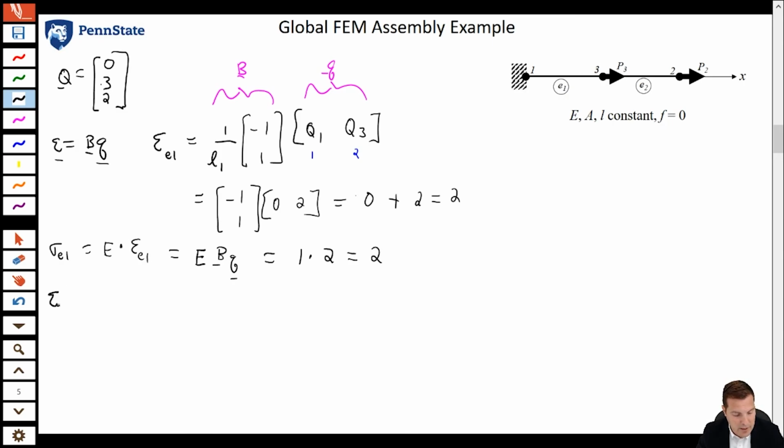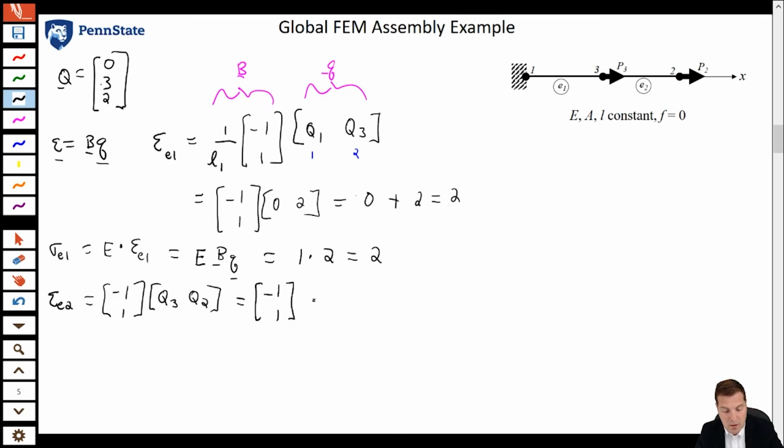Similarly, for element 2, we can do negative 1, 1, same process. Here we're going to have Q3 and Q2. That's going to be equal to negative 1, 1, times 2 and 3, which is going to be equal to negative 2 plus 3, which is 1. So the stress in element 2 is going to be equal to 1 then.